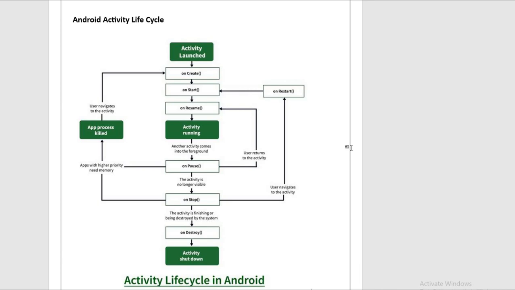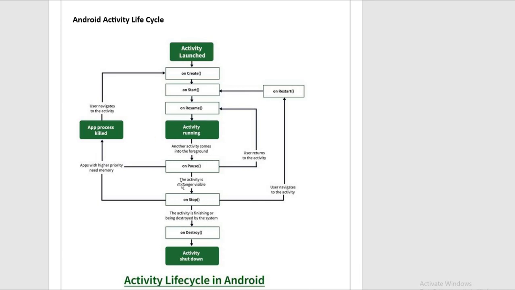If I click on this icon and try to open my application again, my application will go and execute the onRestart method. This method will be executed, and after that onStart and onResume will be executed again, and my activity will be in running state. If I open that app again, onRestart will execute, then onStart and onResume, and my activity will be in restart mode again.